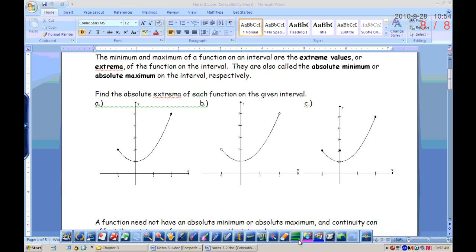Okay, we're going to talk about the extrema of a function today. And extrema are the extreme values. So the minimum and maximum of a function on an interval are called the extreme values or the extrema of the function on the interval.